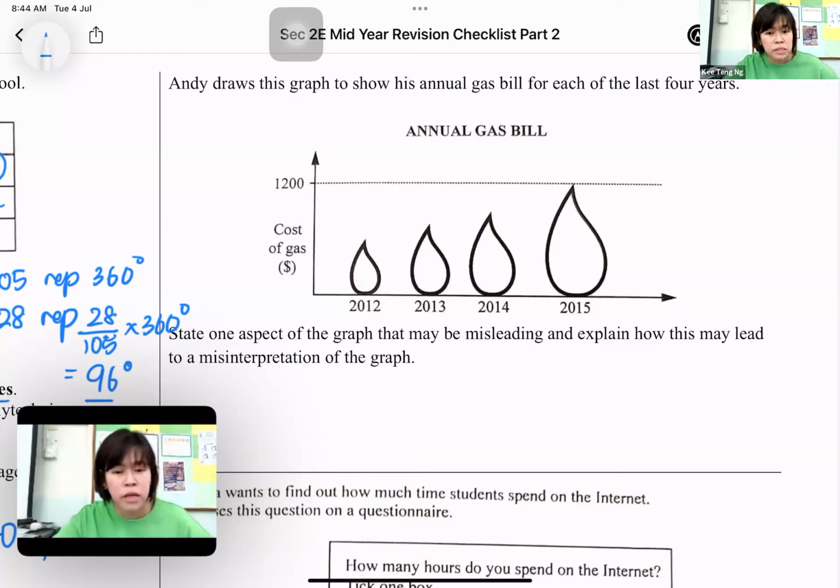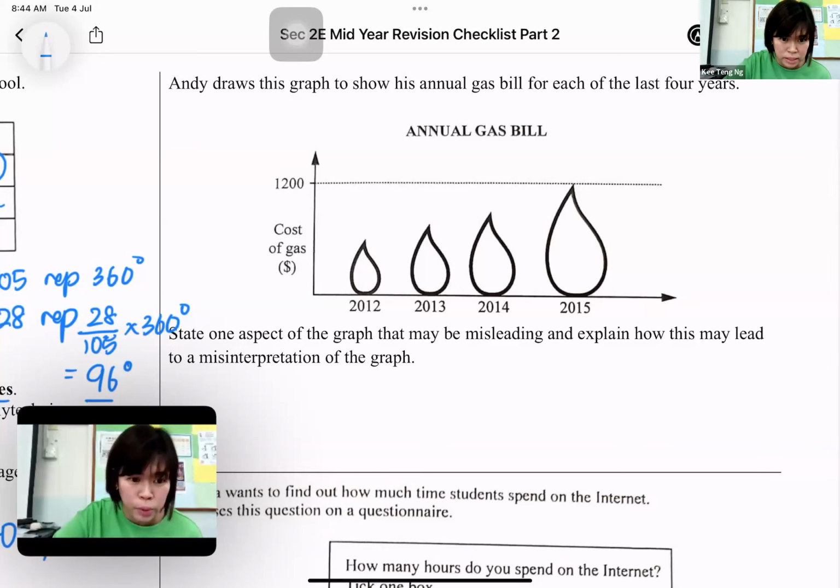Did they have any missing data? Is there a skip? In this case, you notice that the vertical axis did not state a proper interval, though. Okay, but it's okay. It can still be basic data value 1,200. And we have our years, 2012, 2013, 2014. So no missing years. So the only other thing we need to worry about, whether it is misleading or not, is the area of the icon.